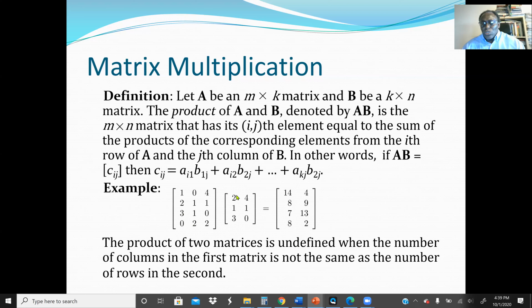0 times 2 is 0. 2 times 1 is 2. 2 times 3 is 6. 6 plus 2 is 8. So we get 8. Now I want to get 4.